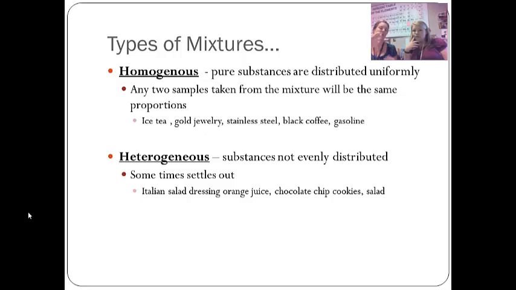Chocolate chip cookies. If you took a bite of a chocolate chip cookie, would you always get the same number of chips? No, but I would really like to have a lot of chocolate chips. Yeah, but that doesn't always happen. Sometimes you get a bite with no chocolate chips in it, and it's still a chocolate chip cookie. And a lot of times they talk about salad as a heterogeneous mixture because you might have carrots or tomatoes, cucumbers. Every time you take a bite, it's not going to be the same.